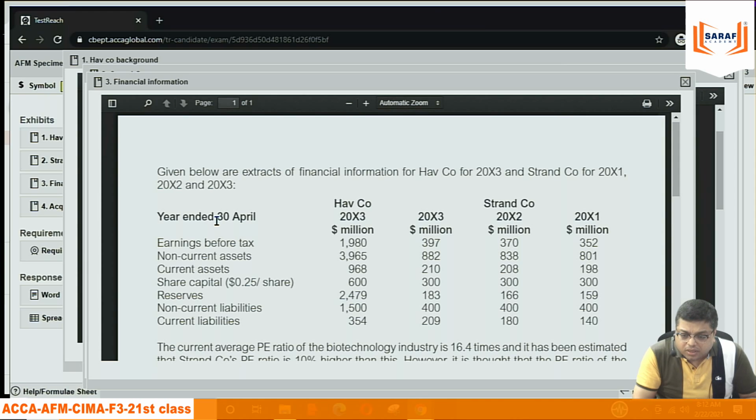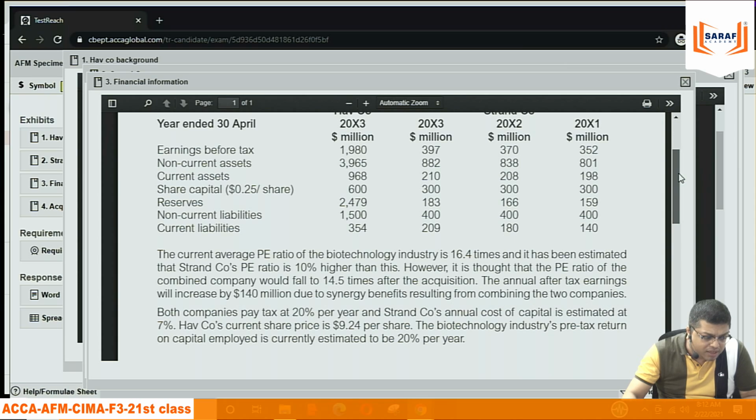Okay. Reserves, our reserves is very high. Non-current liabilities, current liabilities. You can see a picture of some financial data. The first portion is earning before tax and then the balance sheet picture.